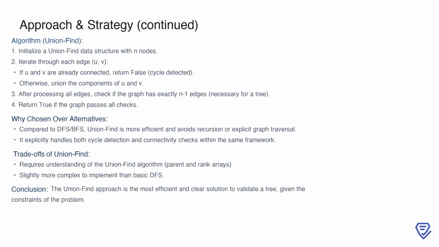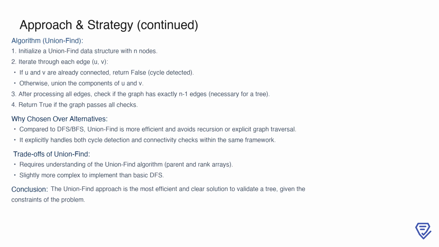The algorithm for the union-find approach can be outlined in a few steps. First, we initialize a union-find data structure with n nodes. Then, for each edge in the graph, we check if the two nodes connected by the edge are already part of the same connected component. If they are, a cycle is detected, and we return false. Otherwise, we union the components of the two nodes. Once all edges are processed, we confirm that the graph has exactly n-1 edges, which is a critical requirement for it to be a tree. If all these conditions are met, we return true.